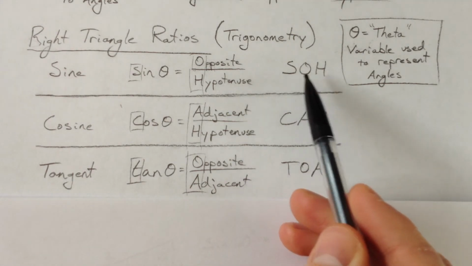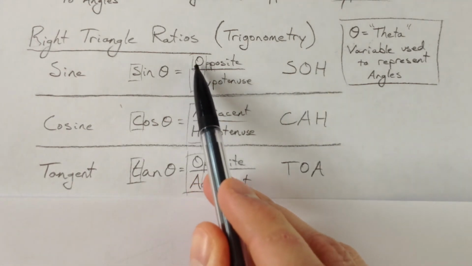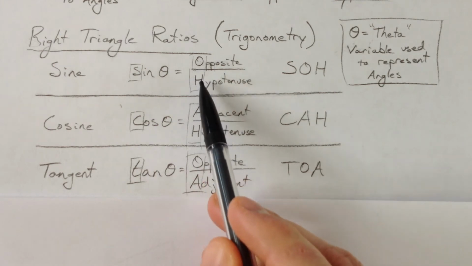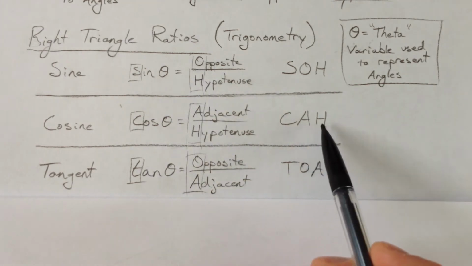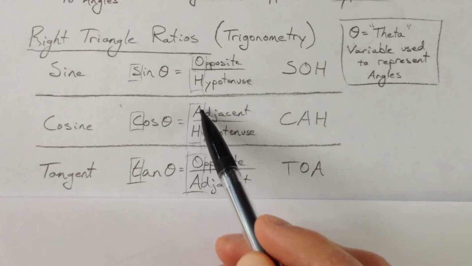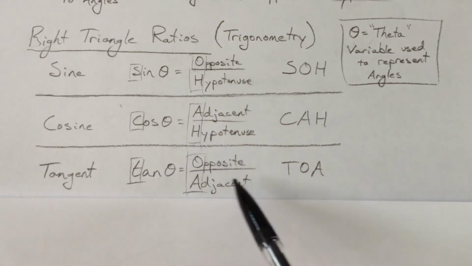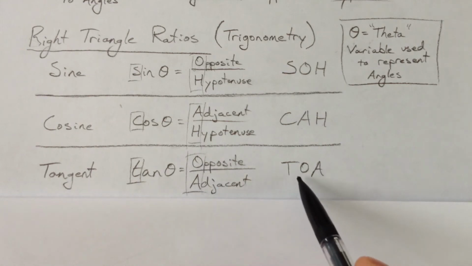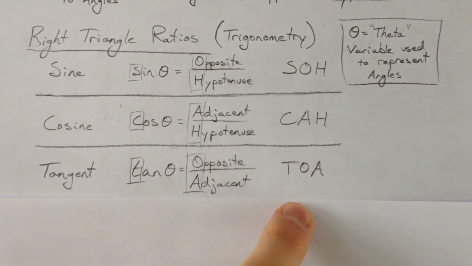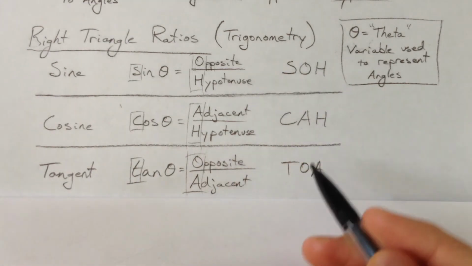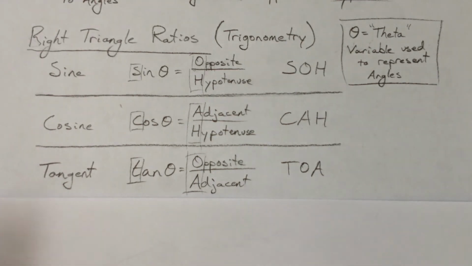So, SOH means the sine, which is the opposite over the hypotenuse, O over H. Cosine, CAH, is adjacent over hypotenuse. And tangent, TOA, is opposite over adjacent, O over A. And so this is how you can remember it. Some people just write it straight out. I just thought this was an easier way of organizing it for right now.